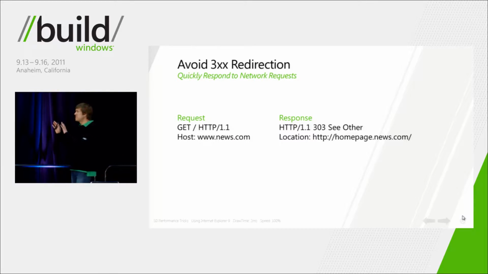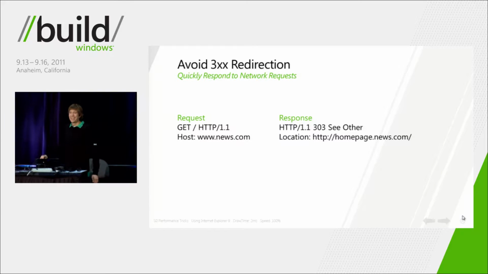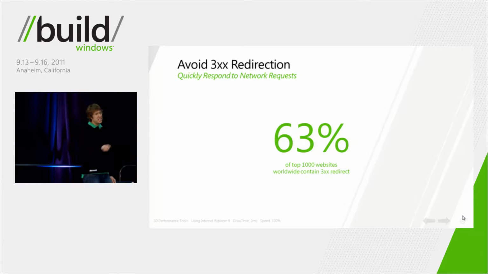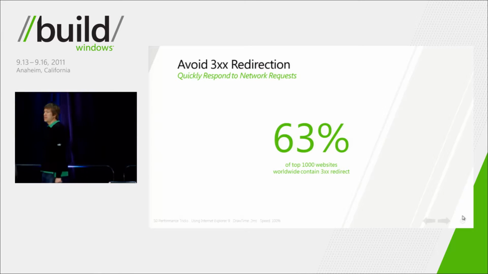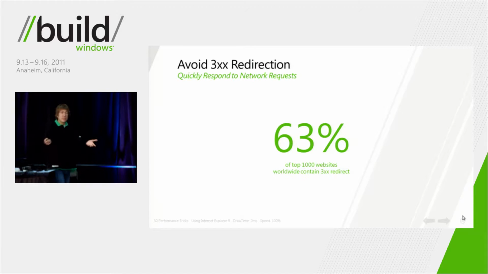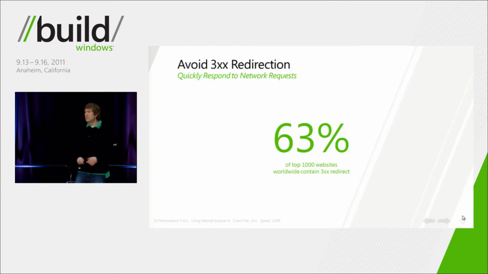Now, this is the point in time where some people often get up in the presentation and they're like, I know all this, this is the basics, I'm going to go see another session. Well, it might be basic, but 63% of the top 1,000 websites in the world contain a 300 series redirect. 63%. 63% of those sites could improve their performance by about 10% just by not using a redirect.